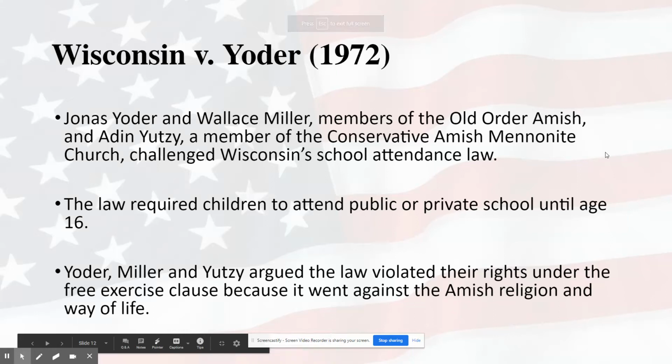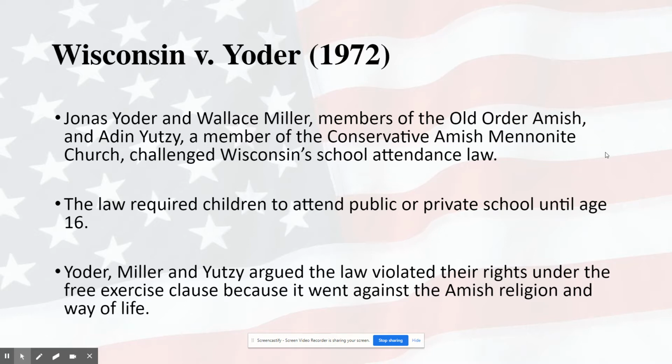All right, so in our last lesson, we started talking about the freedom of religion and how it has two parts: the Establishment Clause and the Free Exercise Clause. We talked about the case of Engel v. Vitale that deals with the Establishment Clause. So today we're going to look at Wisconsin v. Yoder, which is another required case for the AP exam, and it pertains to the Free Exercise Clause.